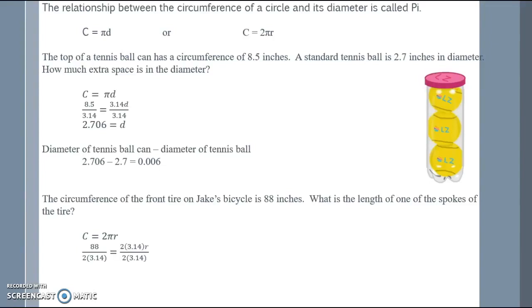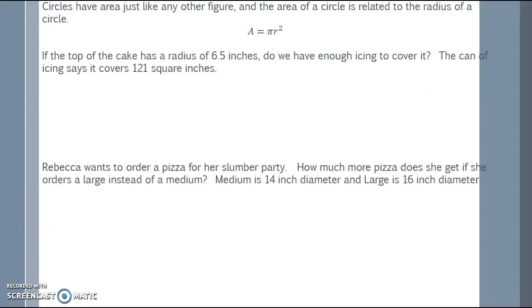Dividing by 2 times pi, I end up with 14.01, which is the radius of one of the spokes of the tire. Circles have an area just like any other figure, and the area of a circle is, of course, related to the radius of that circle. So area is equal to pi times radius squared.